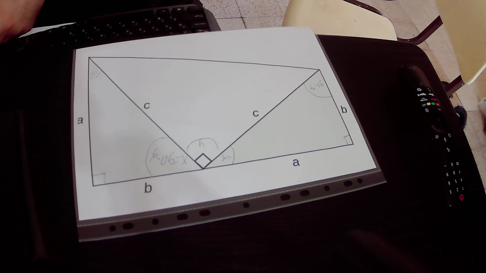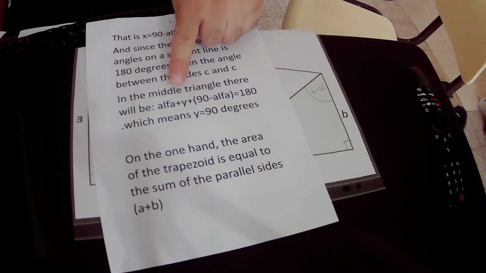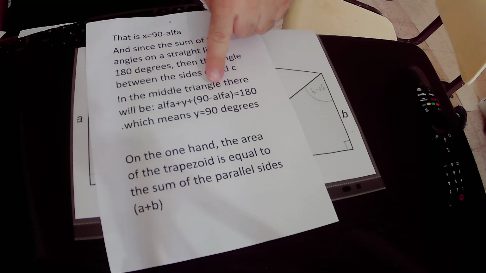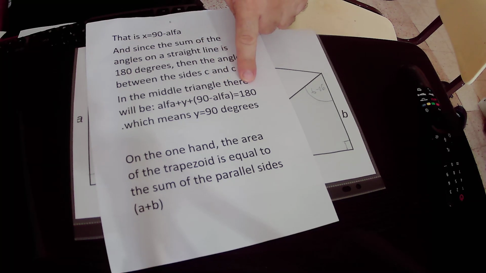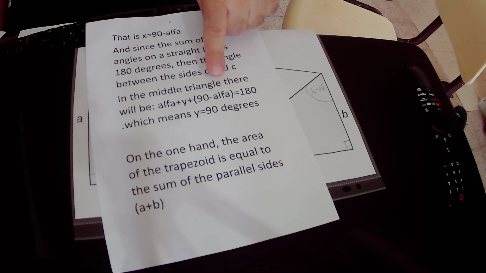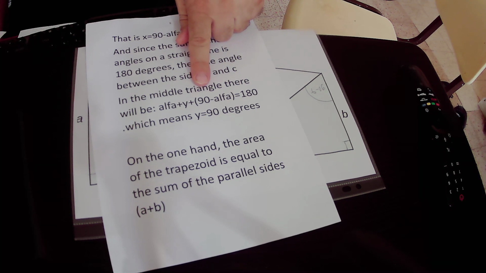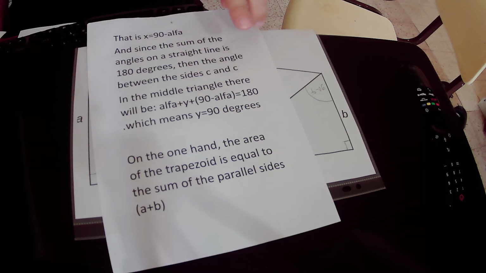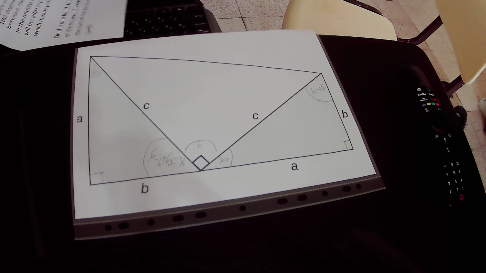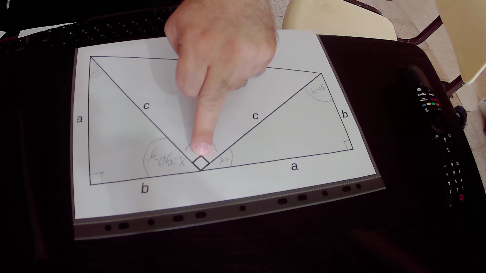Okay, as you can see here, alpha plus Y plus 90 minus alpha equals 180. So alpha minus alpha is 0, and then we will subtract 90 degrees from both sides of the equation. Then we will get that Y equals 90 degrees. Okay, Y equals 90 degrees. So this angle is 90 degrees.